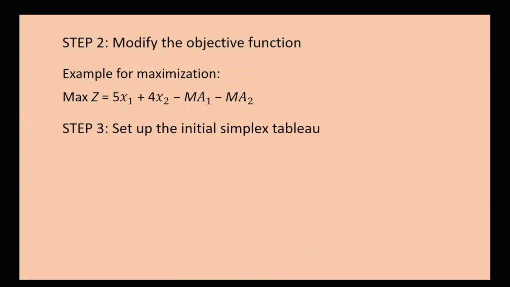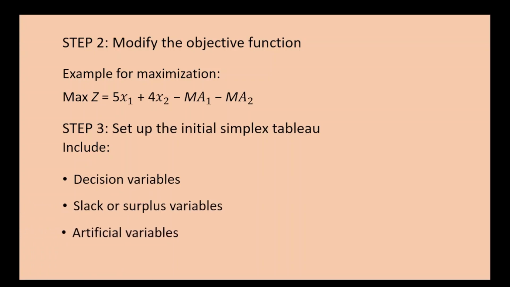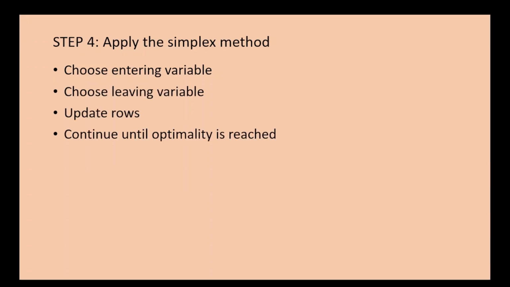Step 3: Set up the initial simplex tableau. Include decision variables, slack or surplus variables, and artificial variables. Step 4: Apply the simplex method. Perform pivot operations, choose the entering variable, choose the leaving variable, update rows, and continue until optimality is reached. The large negative M ensures artificial variables get removed from the basis.